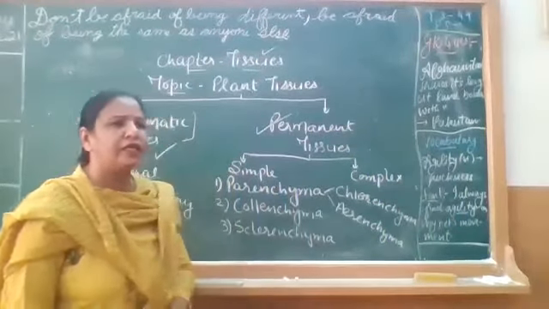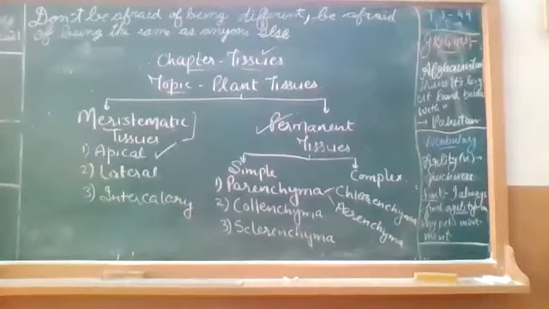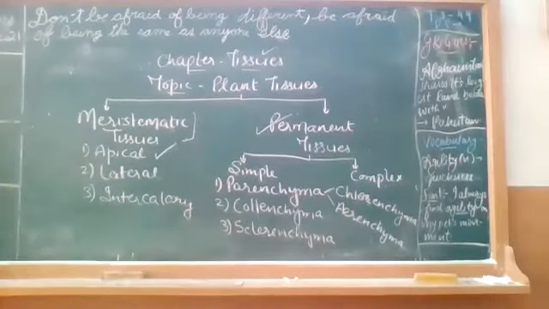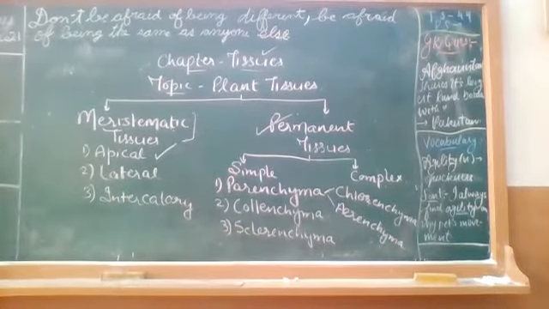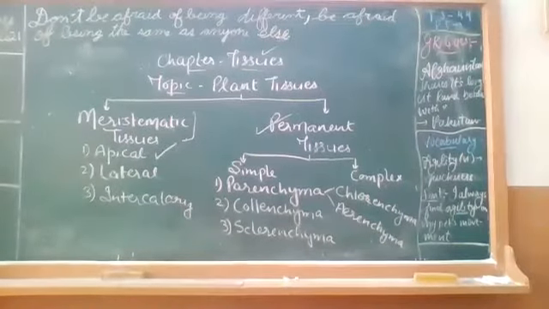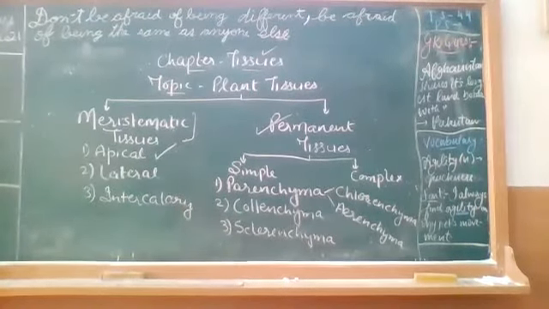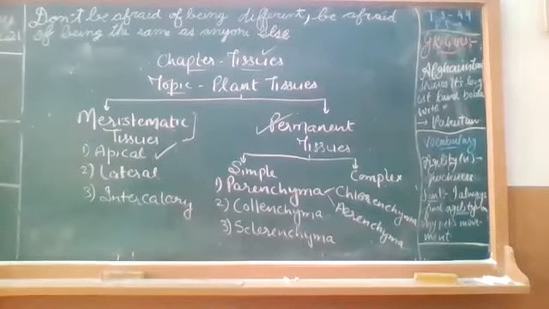First let us read from the NCERT book. Another type of permanent tissue is sclerenchyma. It is a tissue which makes a plant hard and stiff. You have seen the husk of coconut. It is made of sclerenchyma. The cells of this tissue are dead.